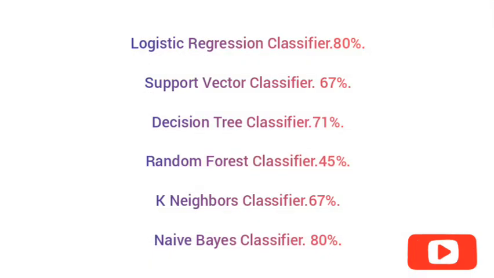Conclusion of the project. The project involved analysis of the heart disease patient dataset with proper data processing. Then, 5 models were trained and tested with maximum scores as follows: Logistic regression classifier, 80%. Support vector classifier, 67%. Decision tree classifier, 71%. Random forest classifier, 45%. K-neighbors classifier, 67%. Naive Bayes classifier, 80%. Logistic regression classifier and naive Bayes classifier scored the best score of 80%.